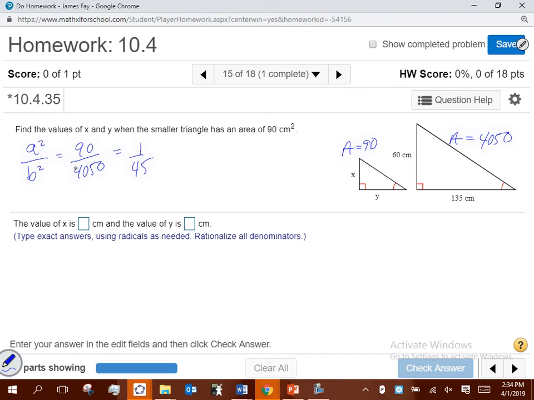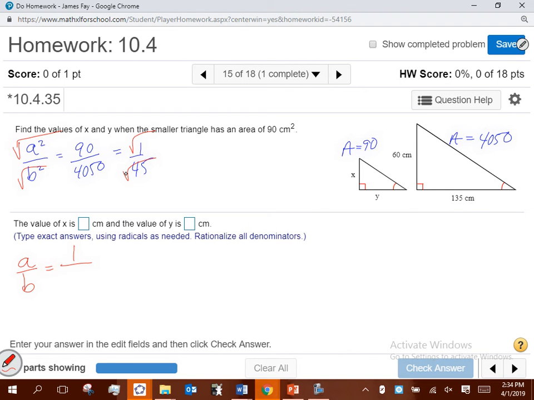So now we want to take the square root of that, right? Because that would give me a over b. If I take the square root of that, that is the same thing as taking the square root of the top and the square root of the bottom individually, correct? So I come over here and take the square root of 1. What's the square root of 1? 1. And I take the square root of 45.